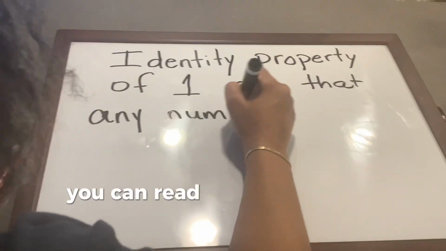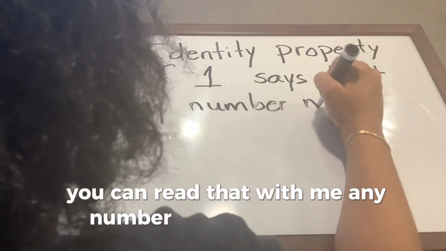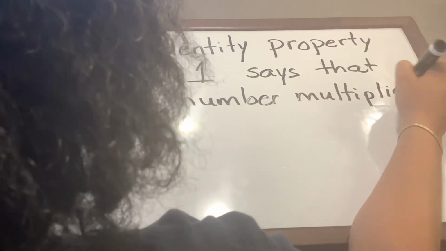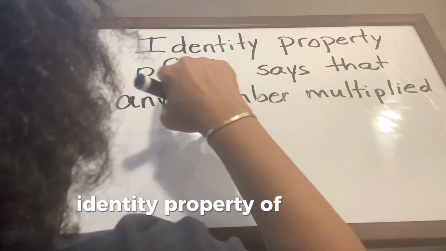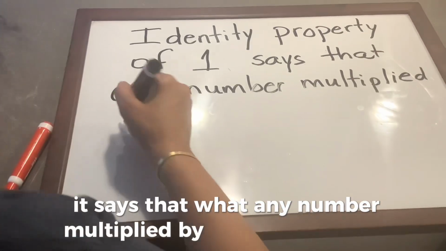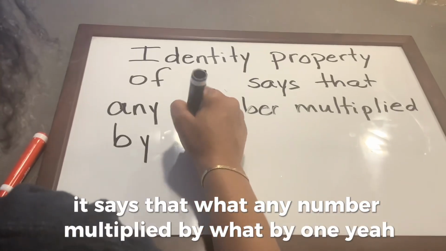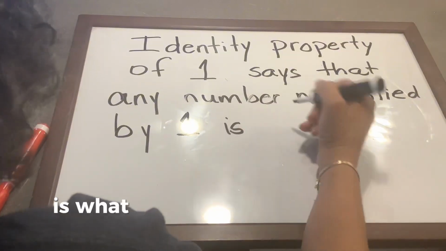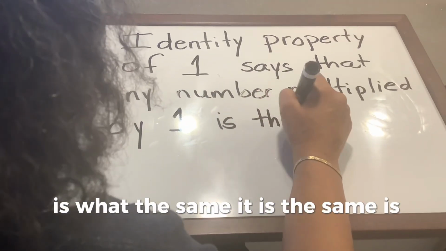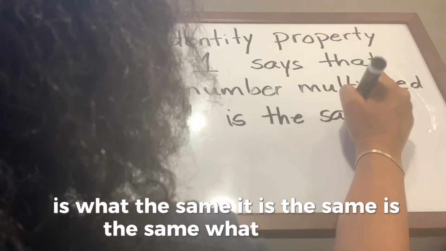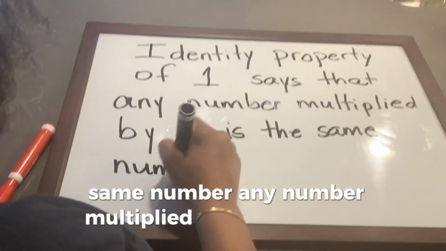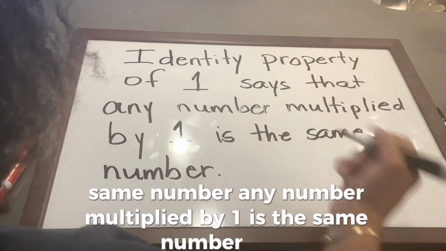Any number multiplied by 1. Identity property of 1 says what? It says that any number multiplied by 1 is the same number. Any number multiplied by 1 is the same number.